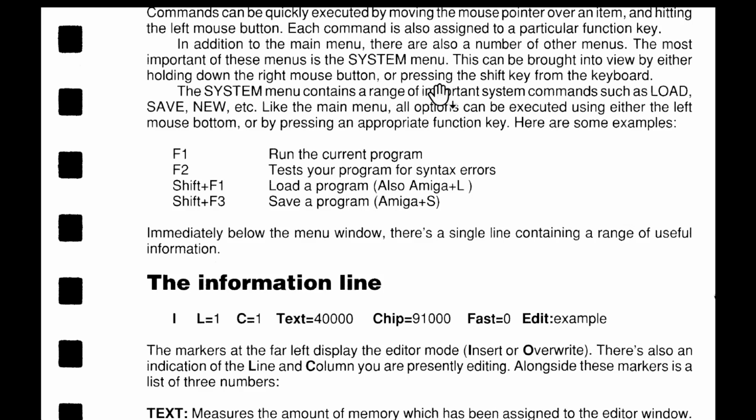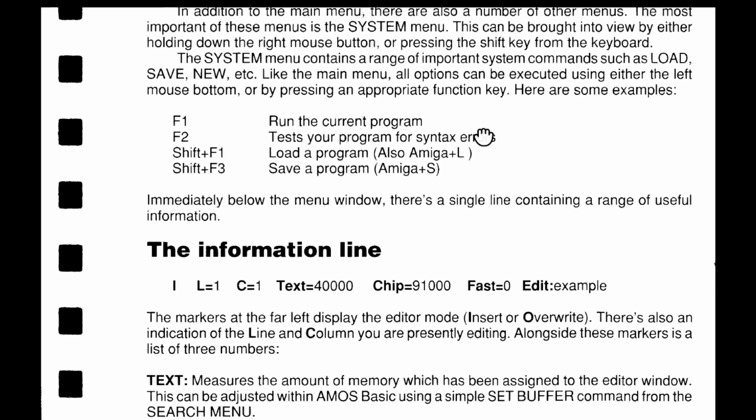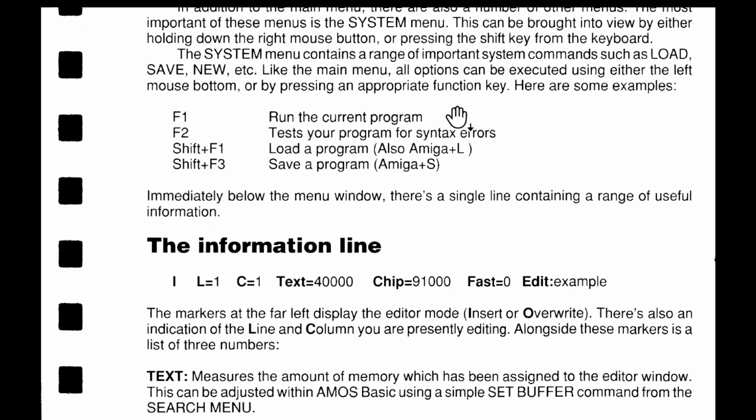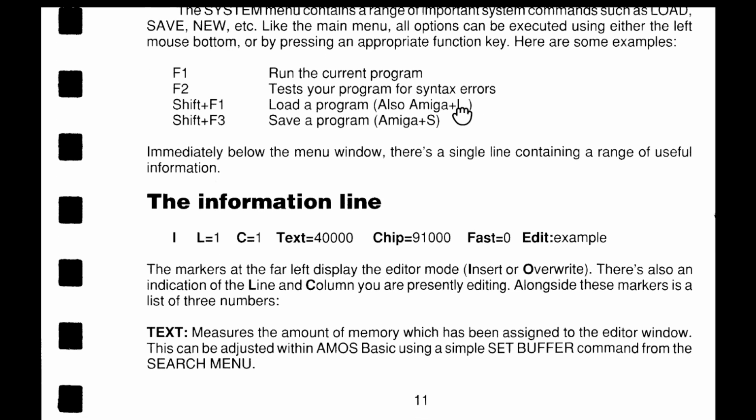Each command is also assigned to a particular function key. In addition to the main menu, there are also a number of other menus. The most important of these menus is the system menu. This can be brought into view by either holding down the right mouse button, or pressing the shift key from the keyboard. The system menu contains a range of important system commands such as load, save, new, etc.